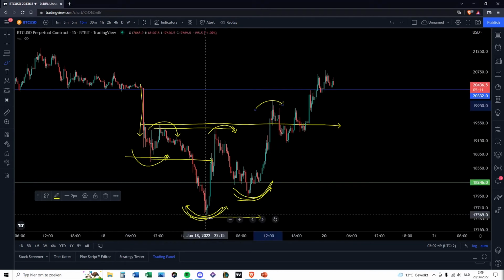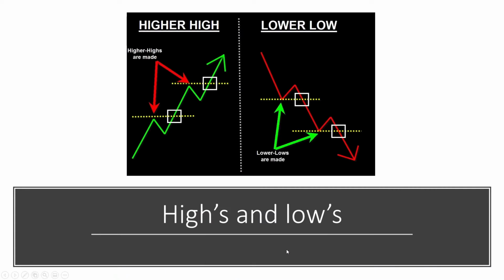So in theory, go back to the PowerPoint. A higher high is like an upward move and a lower low is like going down. It's really obvious, but it's really important. Every low must be lower than the other low. So this one was here, so this one is lower. So you have a lower low. And here you have a higher high, and so on.